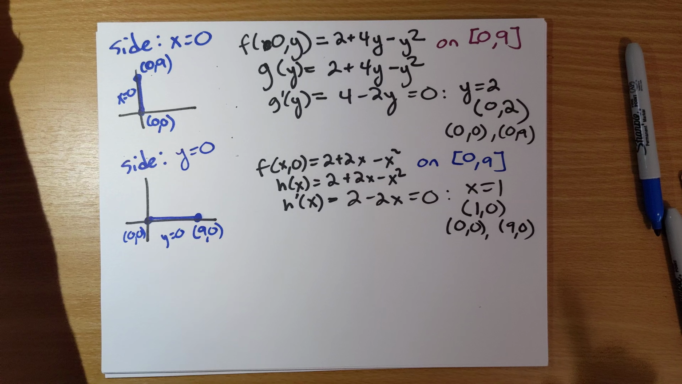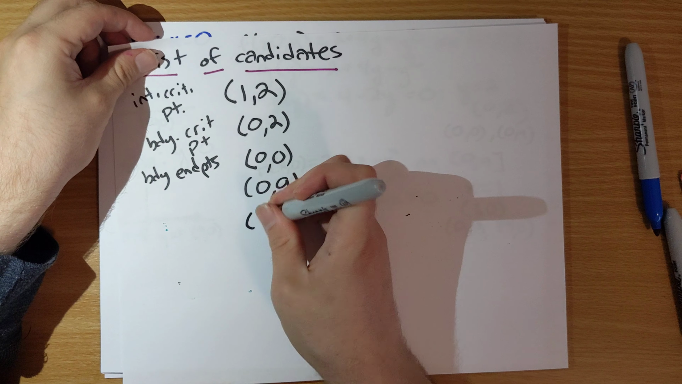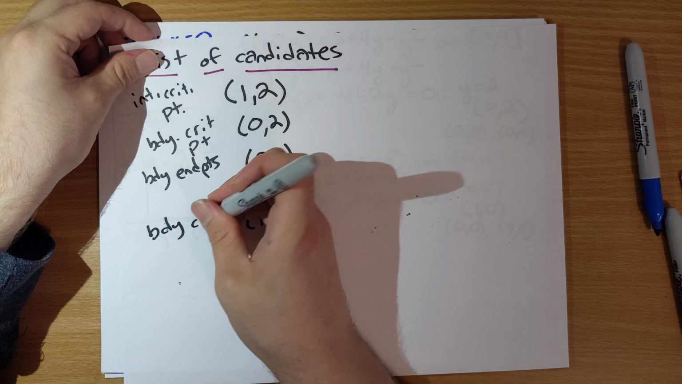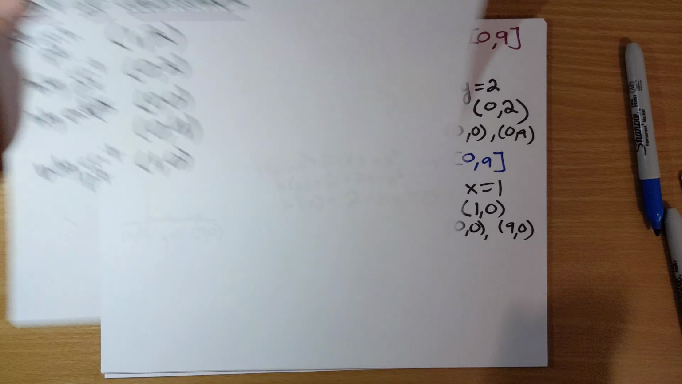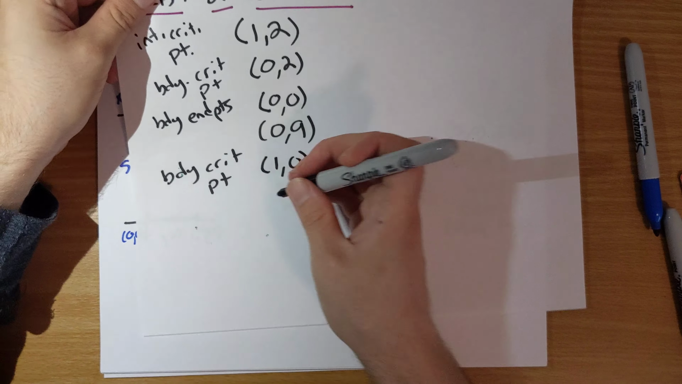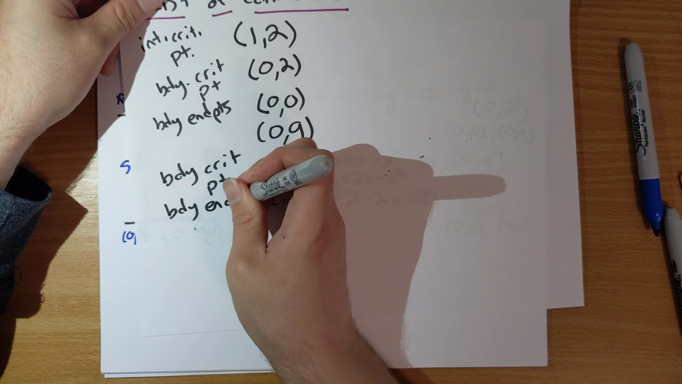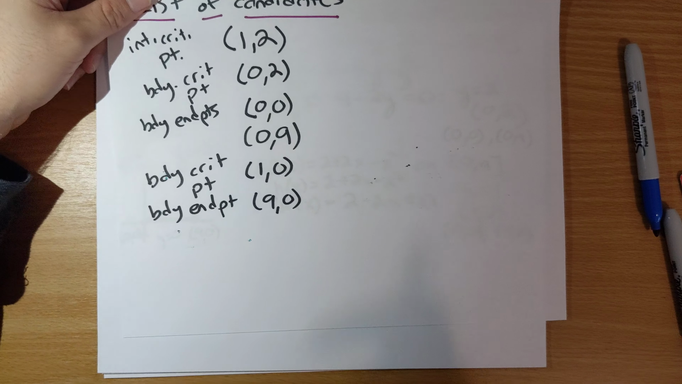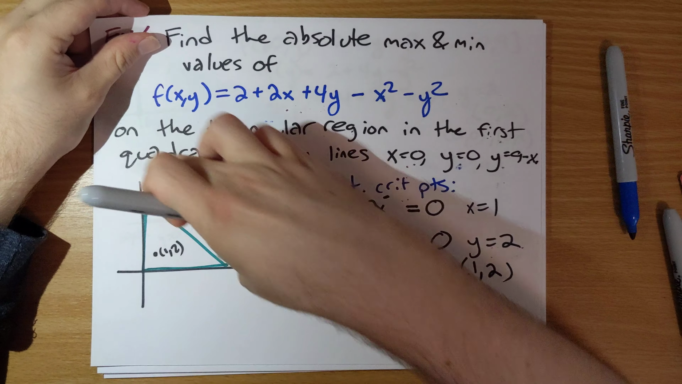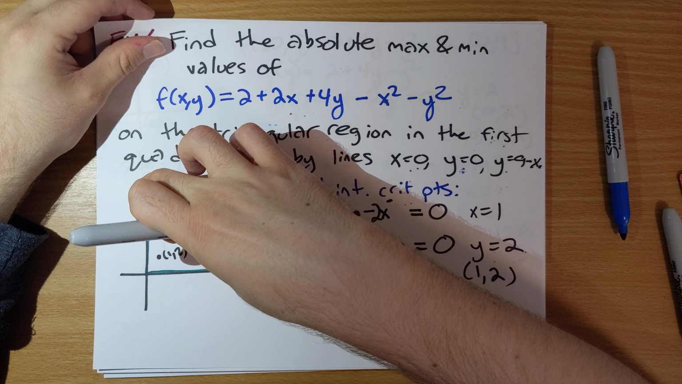So let's add these to our list. We have (1, 0) as another boundary critical point. (0, 0) is already on our list. (9, 0) is a new boundary endpoint. Okay, so we've got 6 here. I think there's going to be one more. So finally, we have to take care of the last side, where y is equal to 9 minus x.